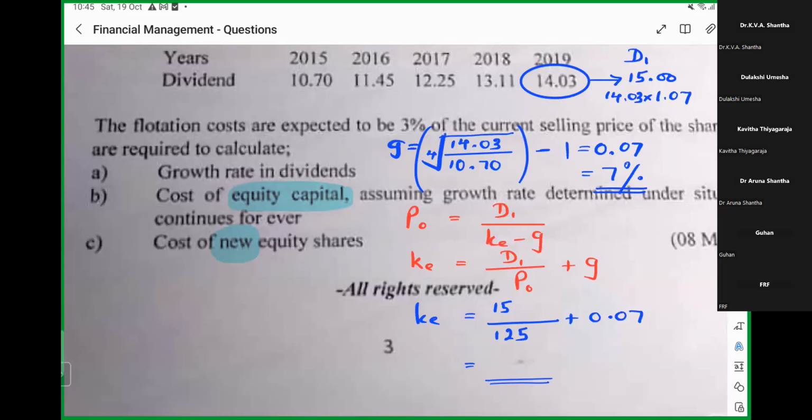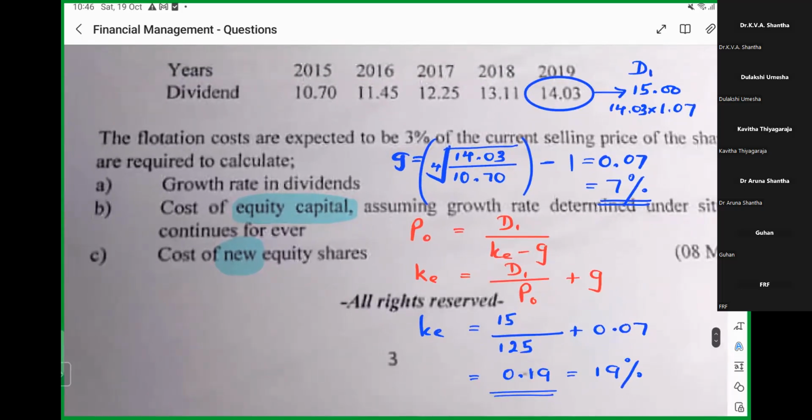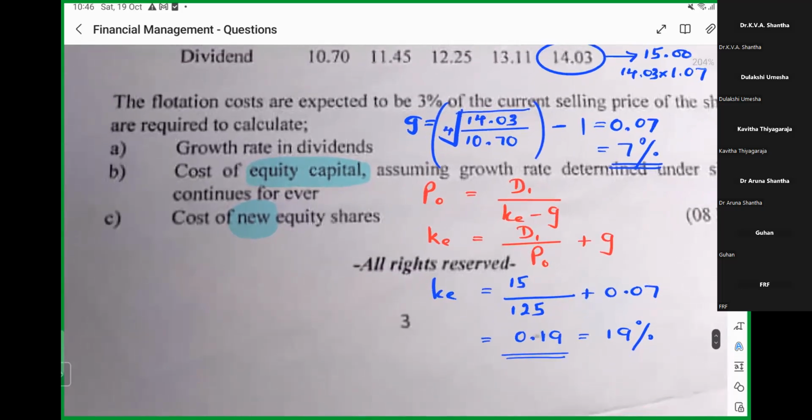How much? Is it 19%? Yes, it's 19%. So this is the cost of existing equity shares.